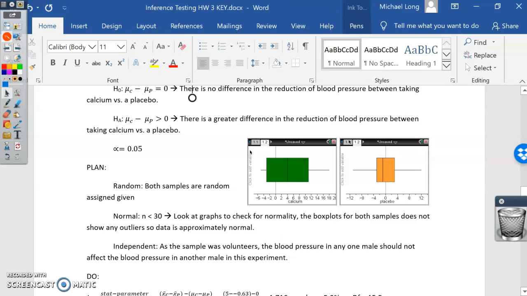If you notice, those are the two graphs that are sketched here. Left one is the calcium group, right one is the placebo group. And I would say here that both samples are approximately normal because I don't see any outliers.